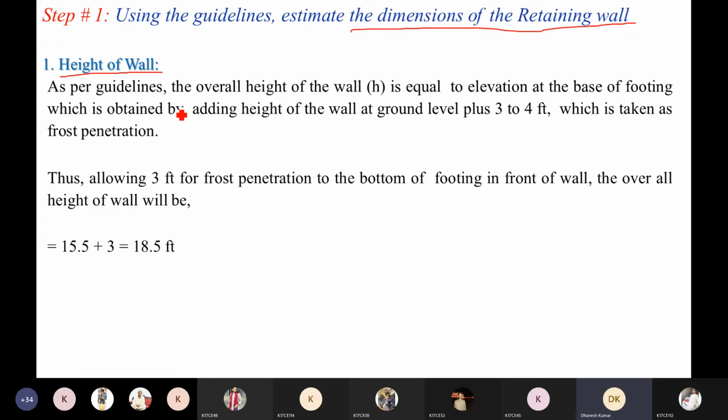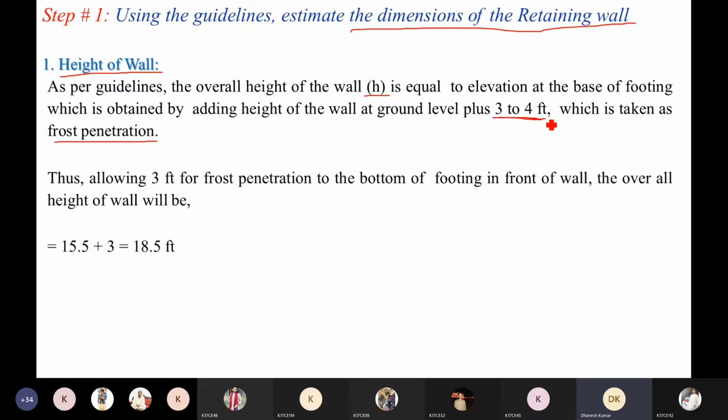Now, as per the guidelines, the overall height of the wall H is equal to the elevation of the base of the footing, which is obtained by adding the height of the wall at the ground level plus 3 to 4 feet, which is taking its frost penetration. Okay, so in our first step of guidelines, we have to take the total height of the bank, that is H, and then we have to add 3 to 4 feet as a frost penetration.